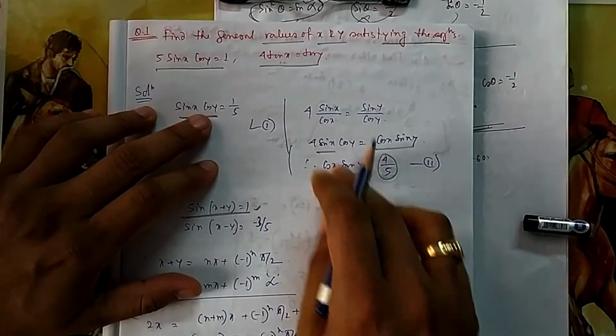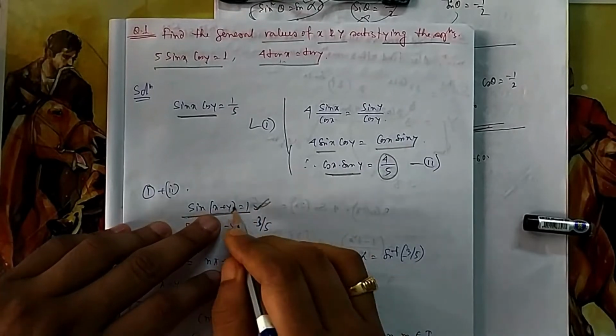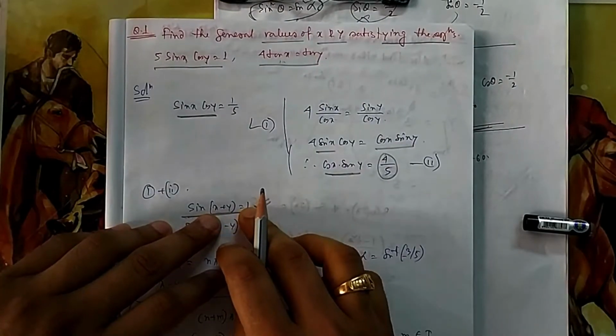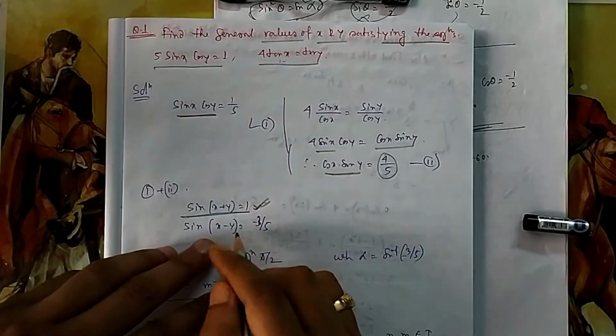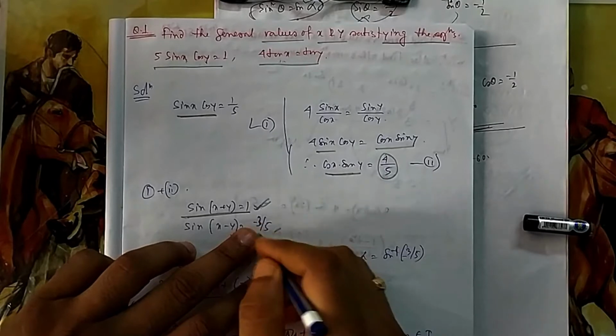If I subtract these two, because there are two variables x and y, I need two equations. One will give me this one. Obviously x plus y will be something, because it is 90 degrees. And if I subtract this one, then I will get x minus y. So what will be x minus y? x minus y will be sin inverse of this one.